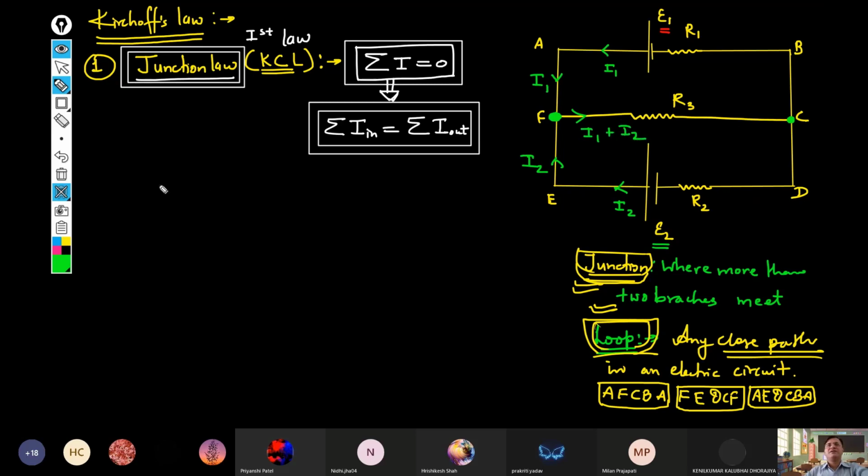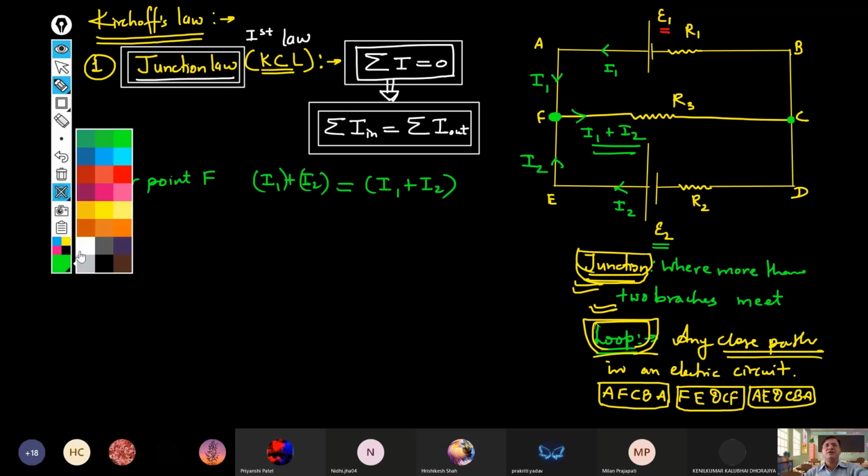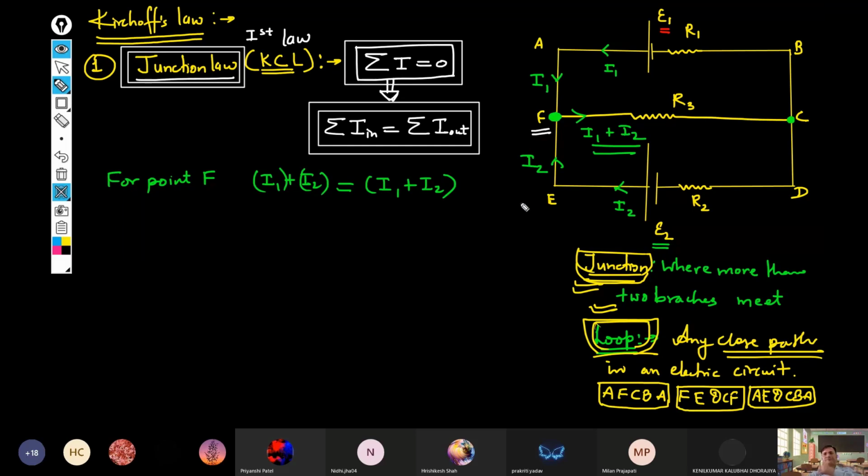Now you can clearly observe for point F, the incoming currents are I1 plus I2 and the outgoing current is I1 plus I2. The sum of incoming and the sum of outgoing current at any junction point is the same. I hope everyone is clear regarding this point. Tell me.